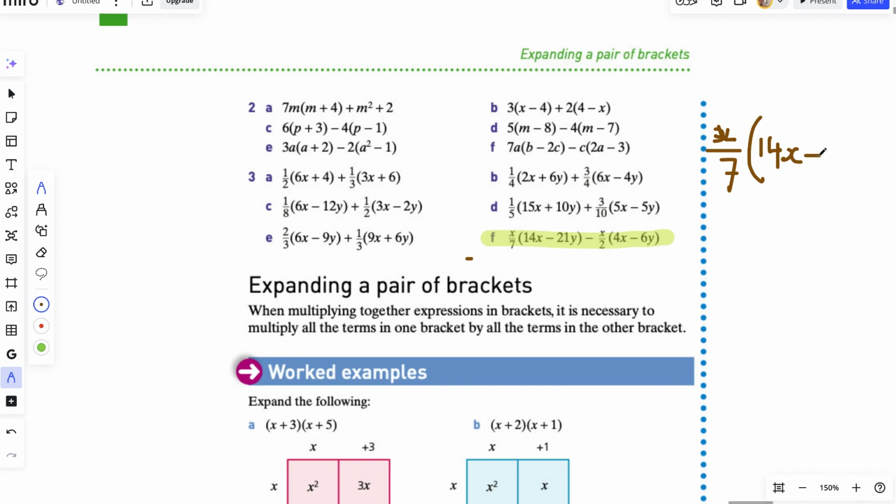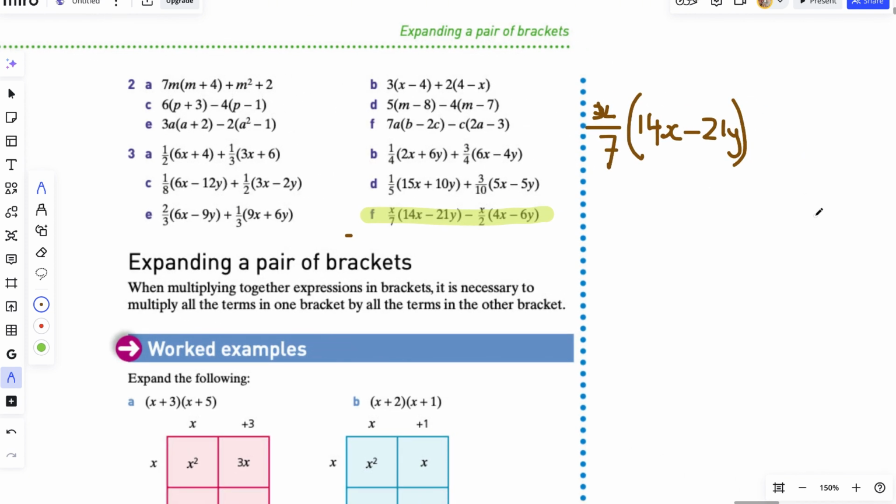Minus 21y. Okay, you close this bracket. We move on to the next one. It says minus x over 2 into 4x minus 6y. So it's not a big deal. They say expand this. It's something you know how to do.